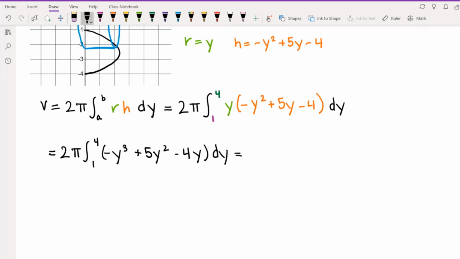Again, I encourage you to pause this and try it yourself rather than sit there and feel bored as you watch me do fraction arithmetic, but it's your choice. So we have negative y to the 4th over 4 plus 5 over 3 y cubed, and then minus 4 over 2 y squared. And we're going to be evaluating at 4 and at 1.